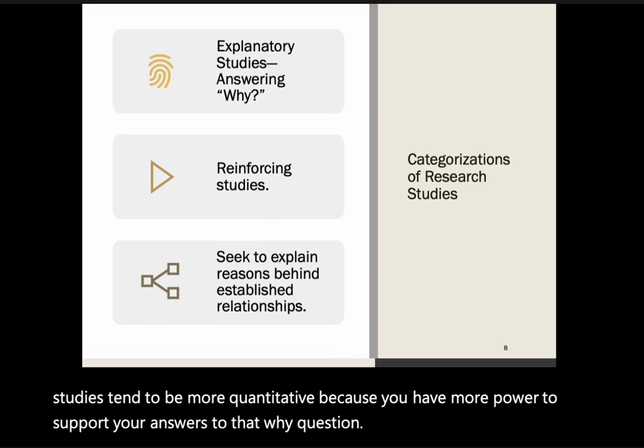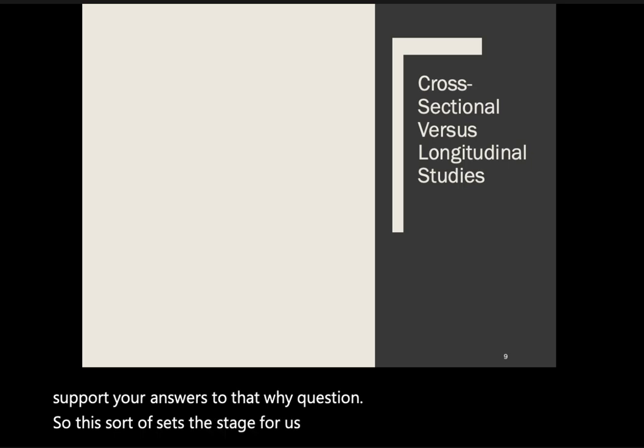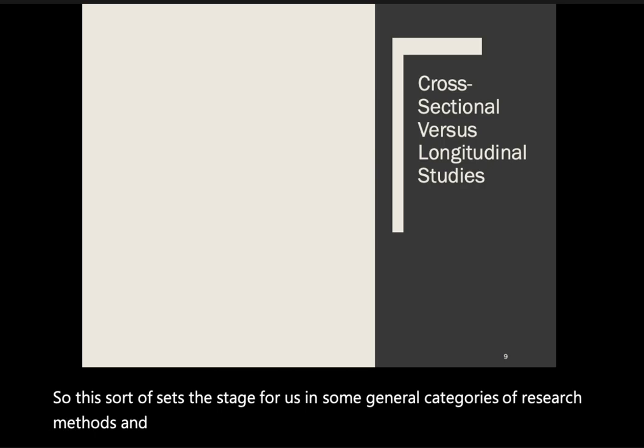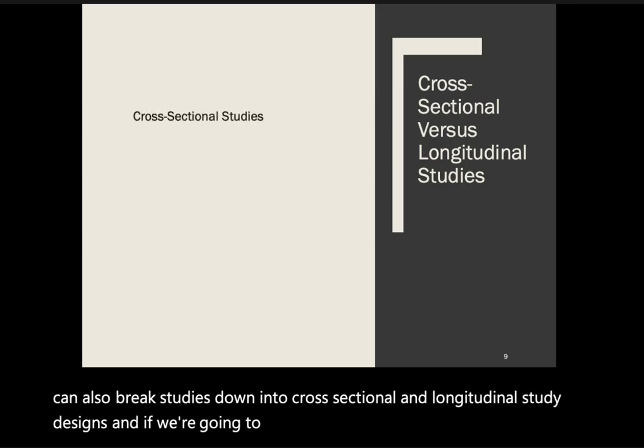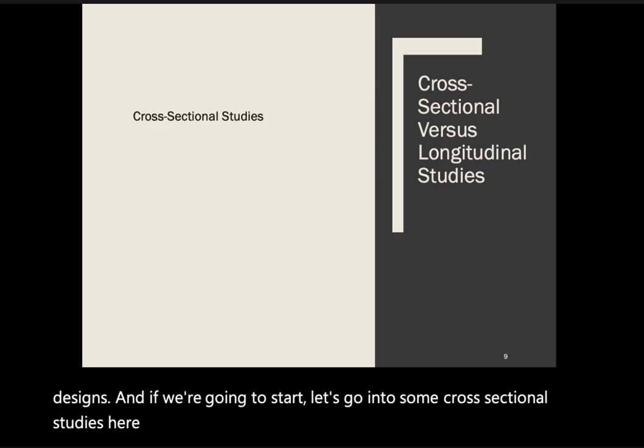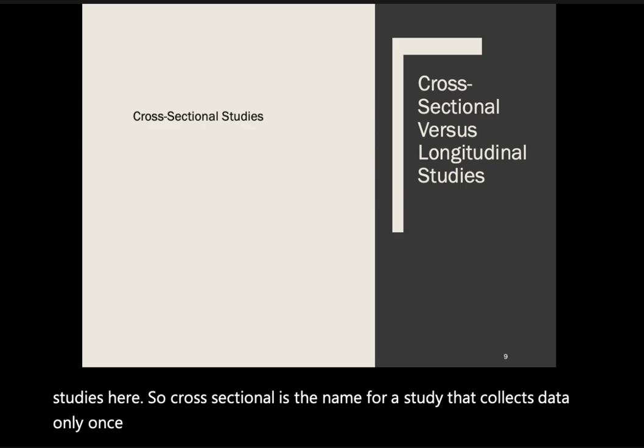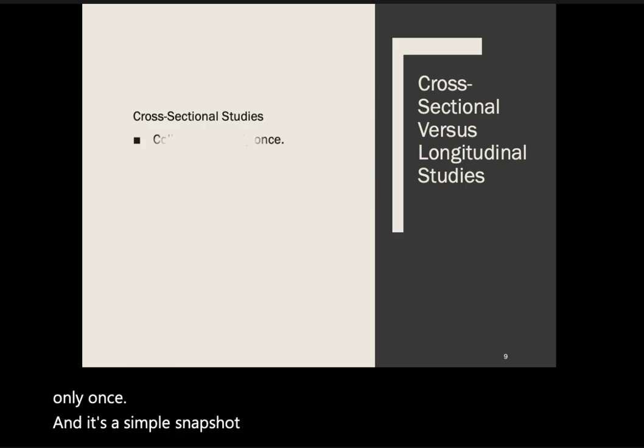So, this sets the stage for us in some general categories of research methods and research studies. But we can go even deeper because we can also break studies down into cross-sectional and longitudinal study designs. And if we're going to start, let's go into some cross-sectional studies here. So cross-sectional is the name for a study that collects data only once. And it's a simple snapshot of data collected at one point in time.